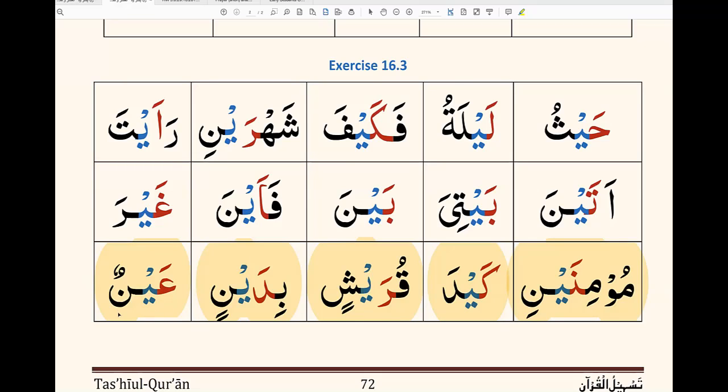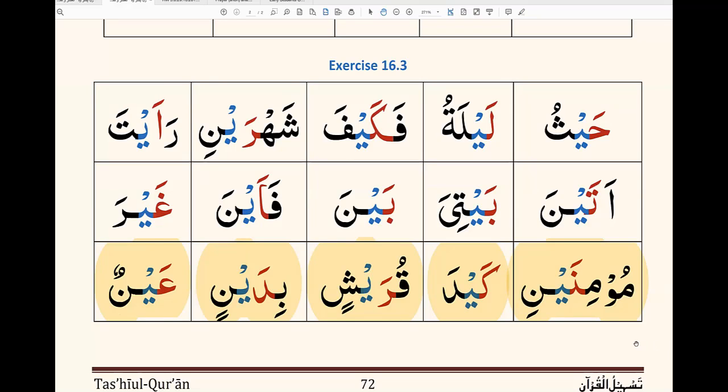Now, our last letter. Again, we've got a tanween. Nun. Good. Make sure you can feel the air in your nose pipe. Nun. Ay-nun. Beautiful. Very, very nice. Well done, A5341. Those are some difficult words.